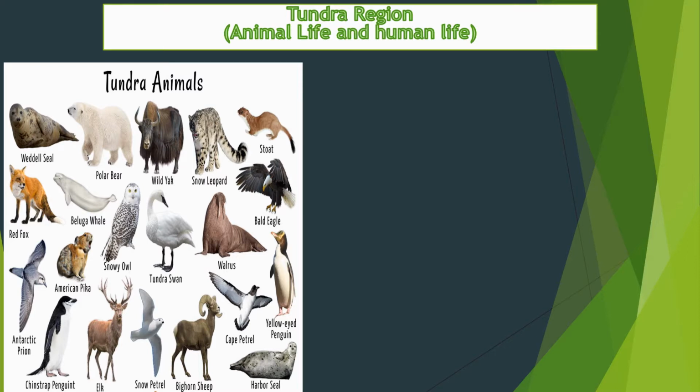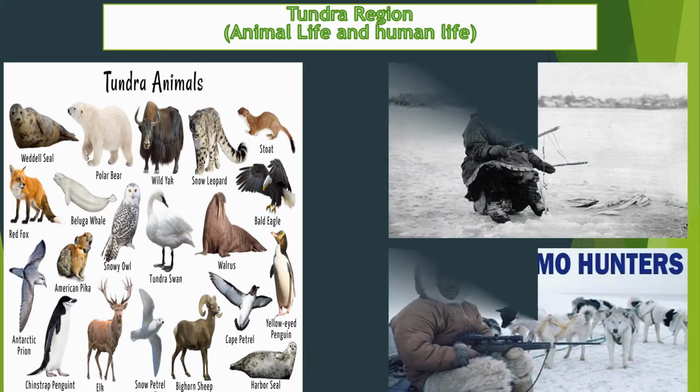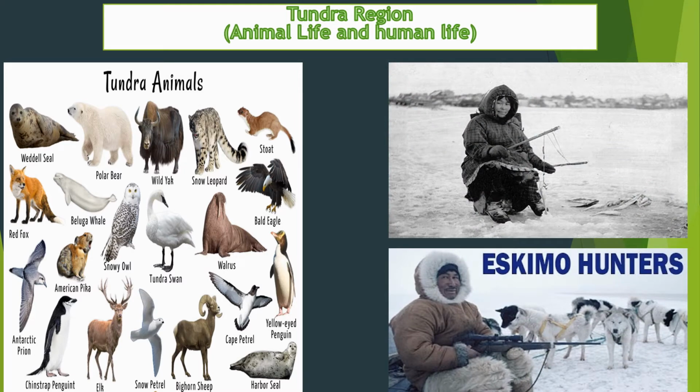There are some animals that go into hibernation during the winter months. The human activity that is carried out in the tundra region is basically hunting and fishing. One can find igloos as well as Eskimo people. Eskimos are basically those people who live in North Canada, Alaska, Greenland, etc. And they live by fishing, hunting seals and other Arctic animals and birds.